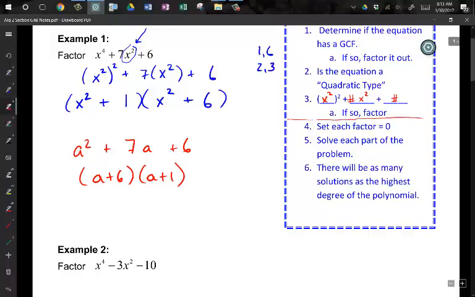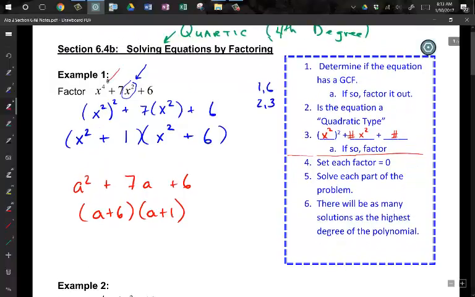We would set each factor to 0, solve each one, and there will be as many solutions as there is degree. And Simon, just as a review, the degree on this is 4. So there would be 4 potential answers. They might be imaginary, they might be real. Remember, a real number, guys, crosses the x-axis. An imaginary number does not.